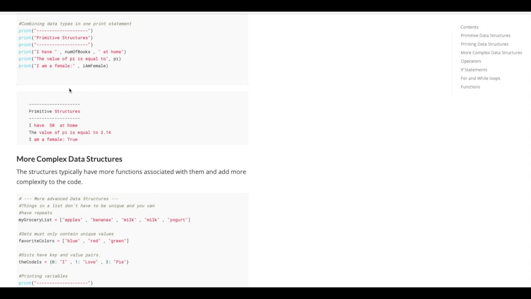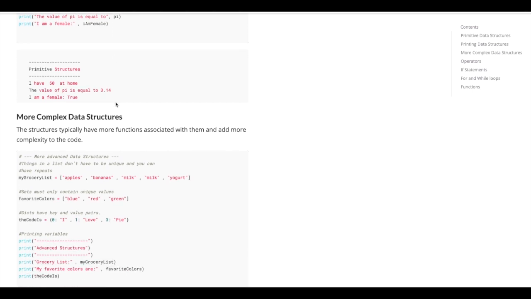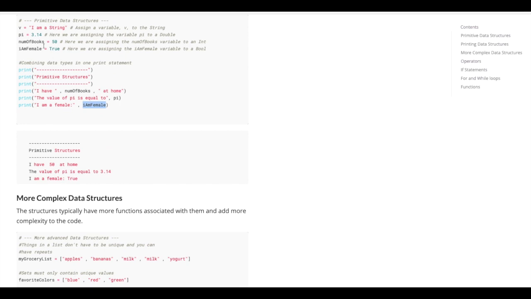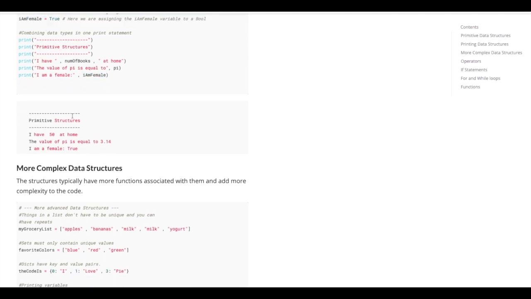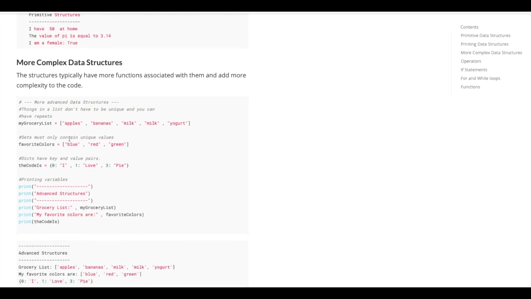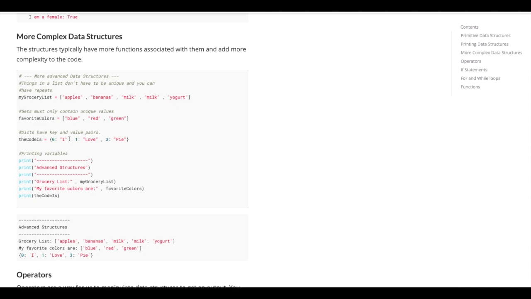So here, if we see all this, this is the output that we get, right? Number of books was 50. The value of pi is equal to pi, and then it prints it as 3.14. I am female gets the value of I am female, which we assigned as a boolean right over here. It returns true, right?